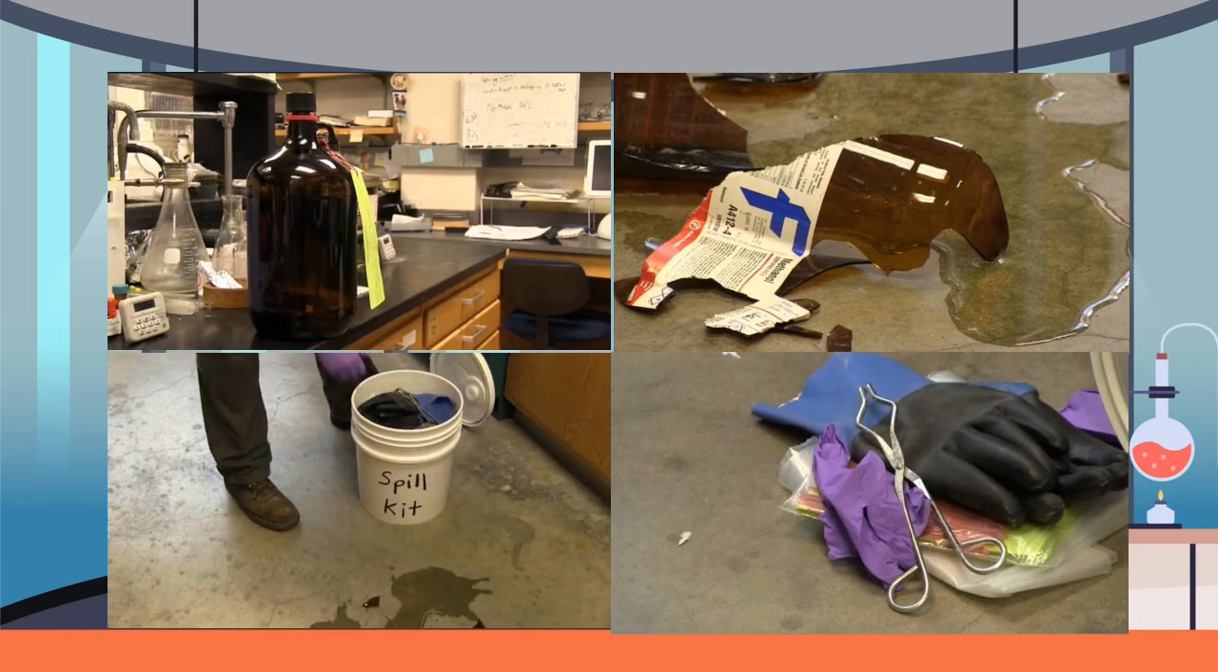Use the pair of tongs to pick up the shards and pop them into the glass disposal box. If the bottle had a waste tag, peel that off and save it. It's going to be very important for our labeling later on.